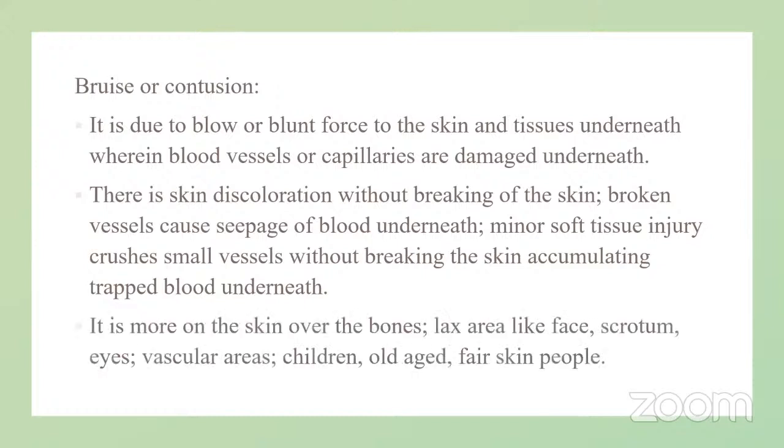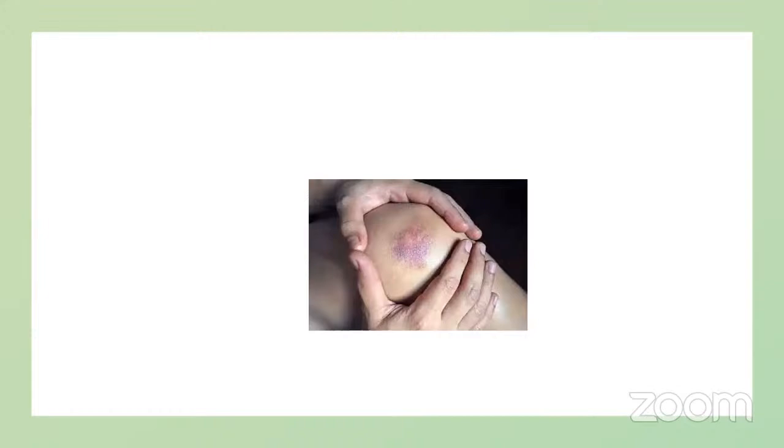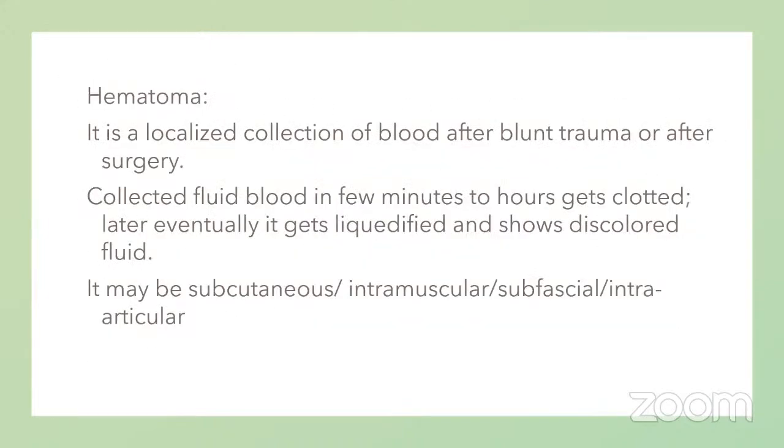There's more on the skin over the bones, lax areas like face, scrotum, eyes, vascular areas. Then children, old age people, and it is very common in people with fair skin. This is how a bruise will look like. The next is hematoma. Hematoma is a localized collection of blood after blunt trauma or after surgery.